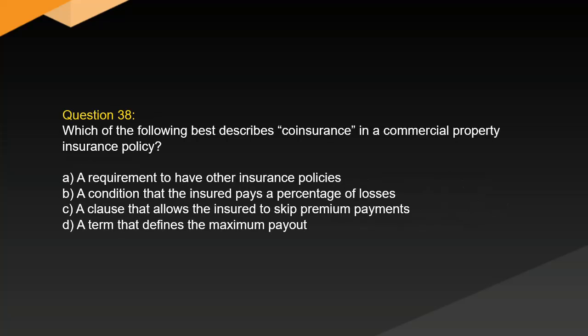Question 38. Which of the following best describes coinsurance in a commercial property insurance policy? A. A requirement to have other insurance policies. B. A condition that the insured pays a percentage of losses. C. A clause that allows the insured to skip premium payments. D. A term that defines the maximum payout.